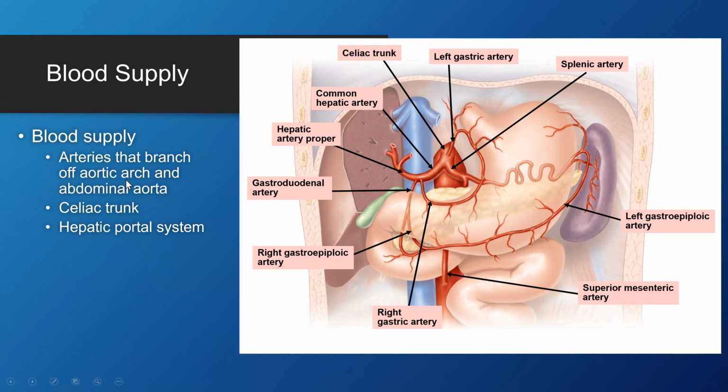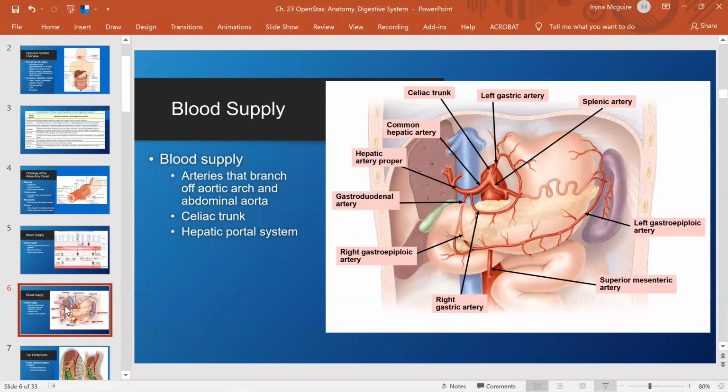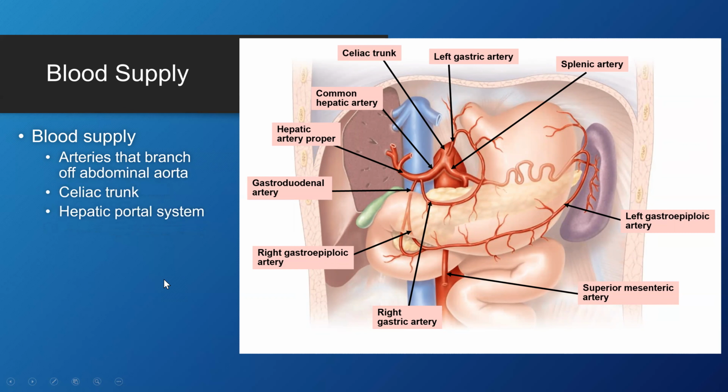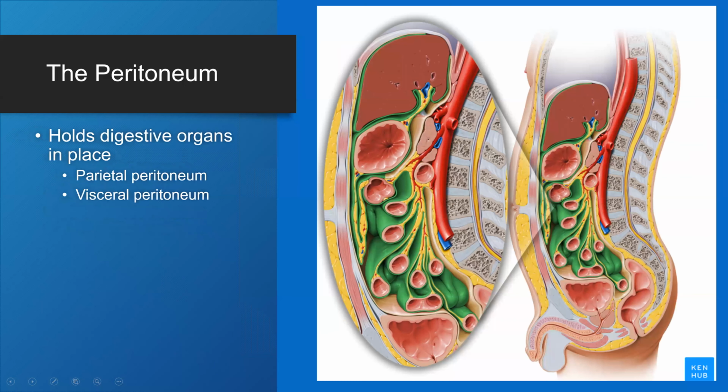The question says the artery is a branch of the aortic arch and abdominal aorta. A branch of the aortic arch? I mean, what is this branch of the aortic arch? I don't know. The artery is a branch of the abdominal aorta. I don't know what they mean. They branch from the aortic arch. I don't think that's correct.